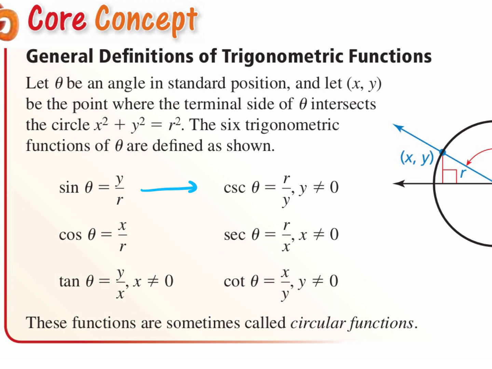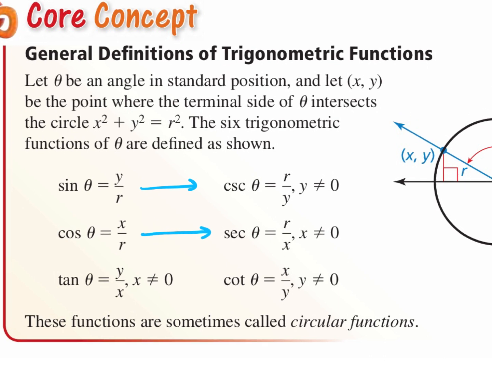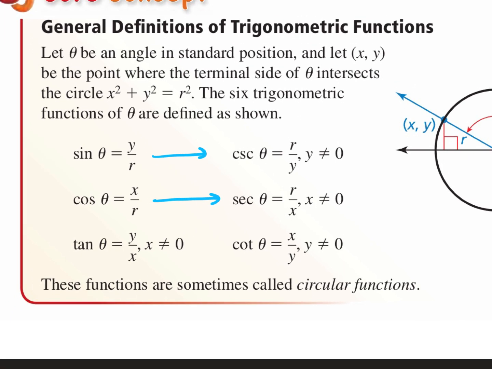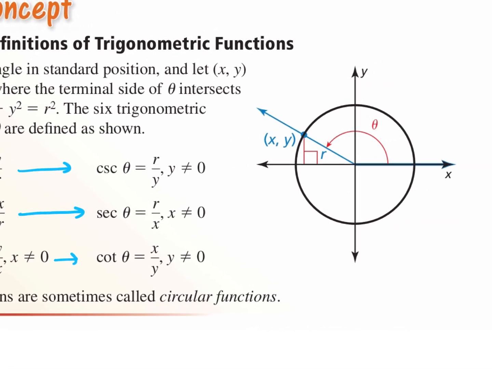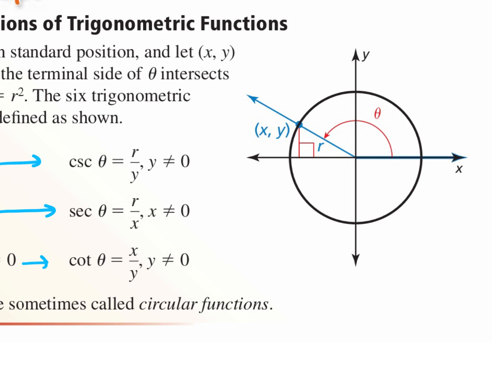Anybody remember? Cosecant. So if sine is y over r, for cosecant we just flip it. It becomes r over y. For cosine, what's the reciprocal function of cosine? Secant. So cosine is x over r, so secant would be r over x. And then the reciprocal of tangent is cotangent. So tangent's y over x, cotangent is x over y. It just flips.